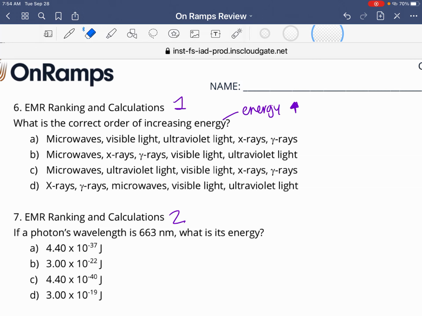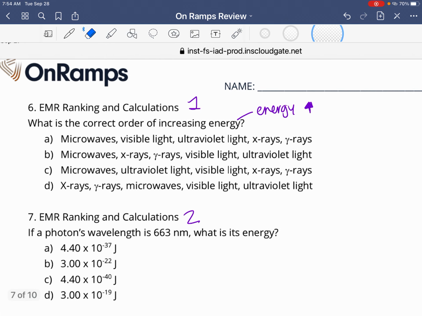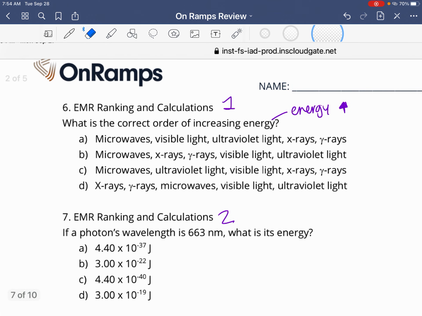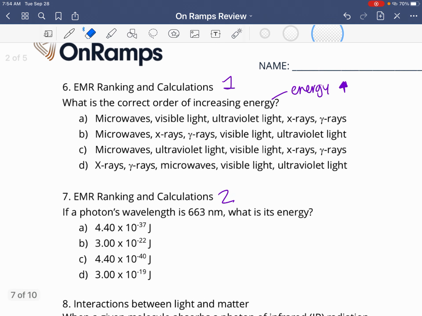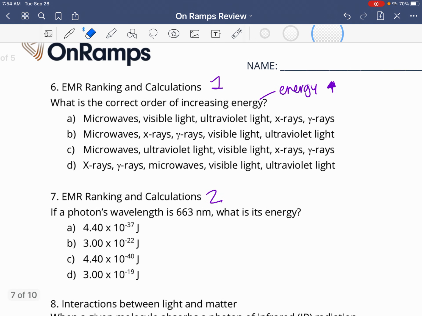Okay, so you're going to have 2 questions over EMR ranking and calculation. So I think there's going to be 1 ranking question and then 1 calculation question. Easy money here. Easy money. So number 6 says, what is the correct order of increasing energy?